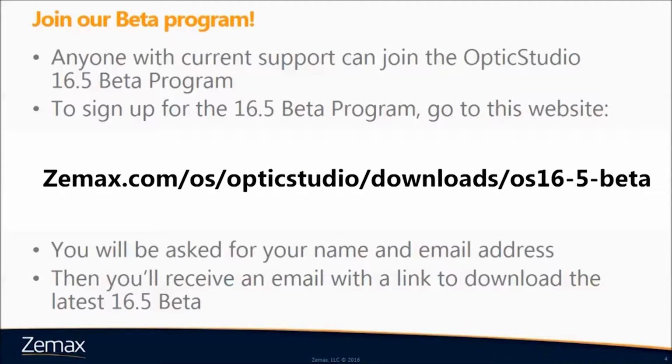So, who can join the beta program? Anyone with current support can join the OpticStudio 16.5 beta program. To sign up for this new 16.5 beta program, all you need to do is go to the website shown here on the screen. You will just be asked for your name and your email address, and then you'll receive an email with a link to download the latest 16.5 beta.